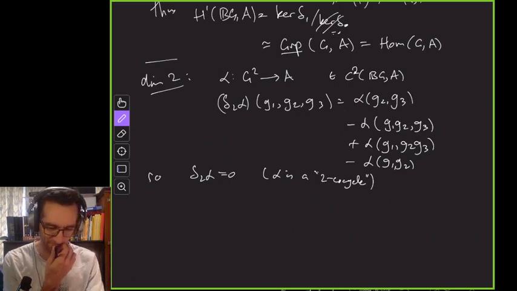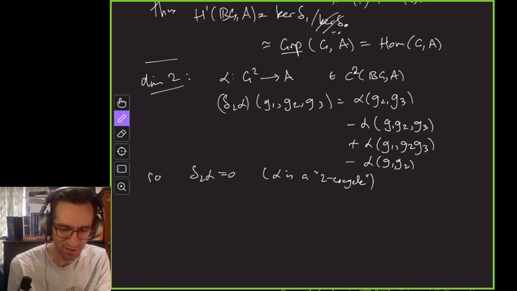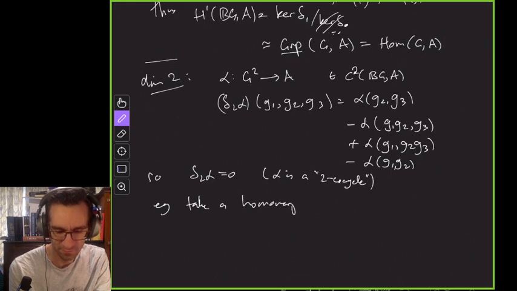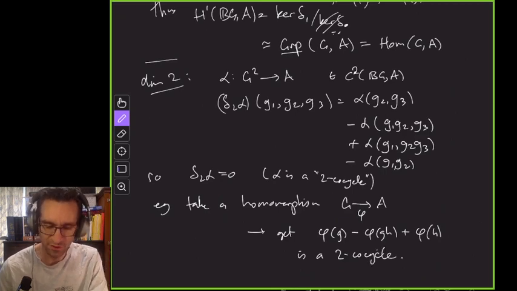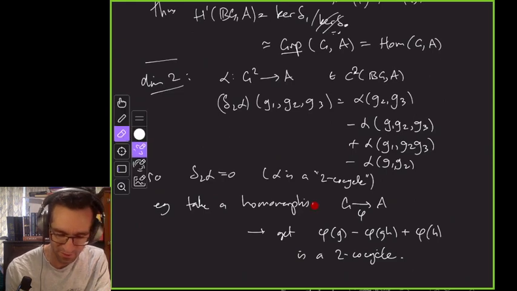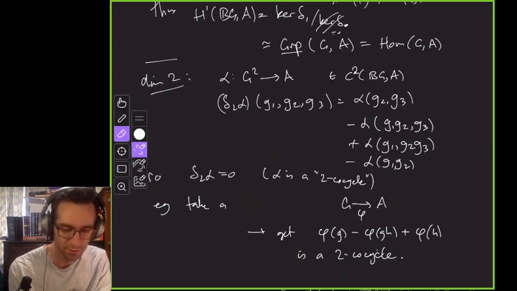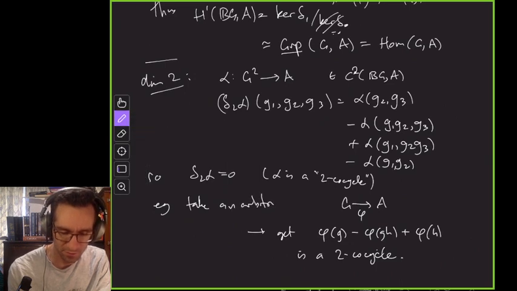How would we find such a thing? So, you get one of these, right? Take a homomorphism phi from G to A, and get phi of g minus phi of gh plus phi of h is a 2-cocycle. No, sorry, not a homomorphism. I mean, a function. That would be 0. Take an arbitrary function. Okay.